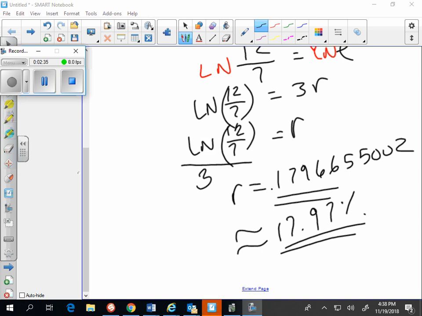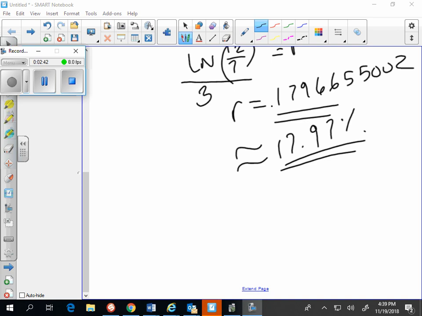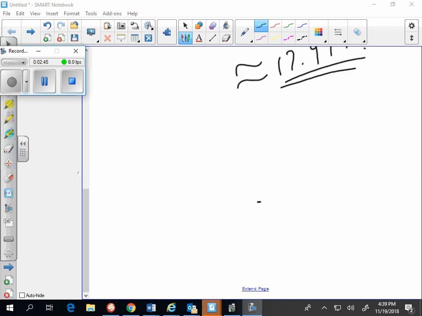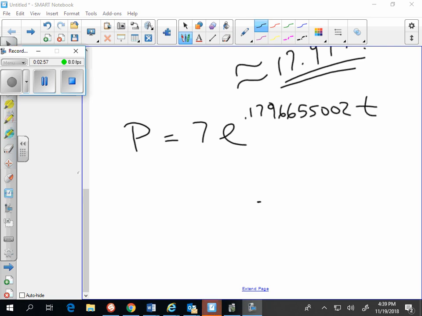All right, so the next question is, how many gnomes are there after 10 years? Well, let's build our gnome population model now that we have a rate. Our gnome population model is going to be the initial 7 gnomes, and then e raised to the 0.1796655002t. And we're asked how many gnomes there will be after 10 years. Is 10 a p or a t? 10 is a time. It's 10 years. So I'm going to plug a 10 in here. I'm looking for p of 10.